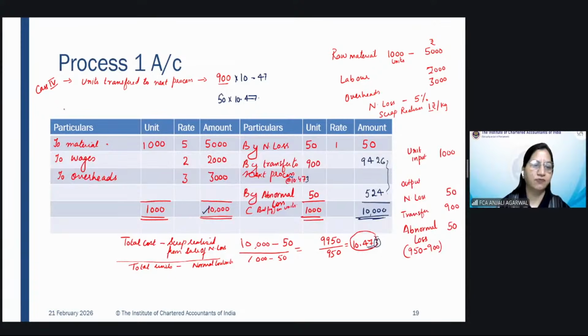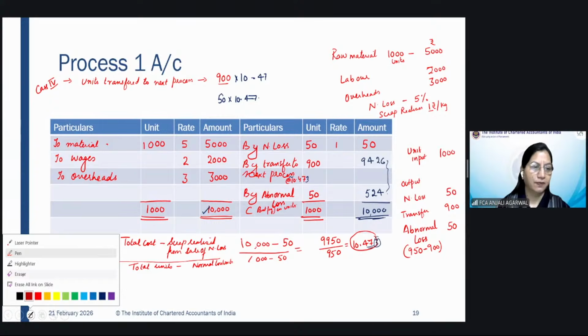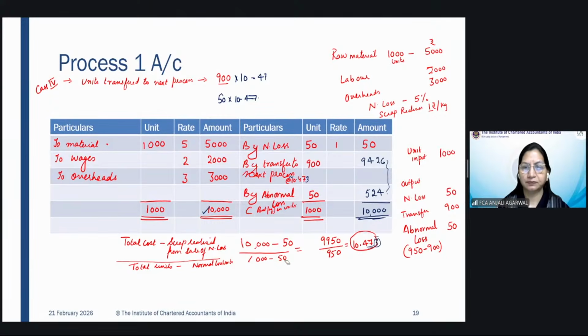This is your case 4, when the units transferred are also given and they are less than the expected output of 950 units, right? You can take a quick screenshot and I'll delete this from here then.